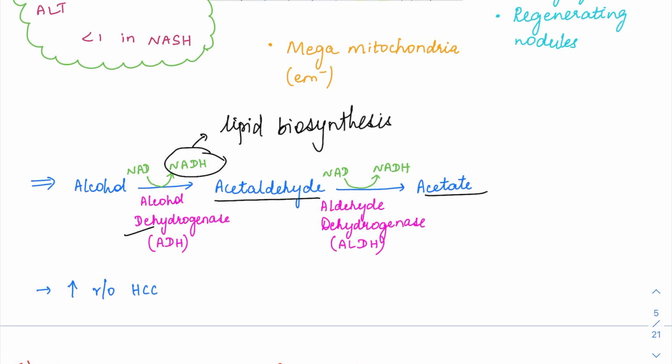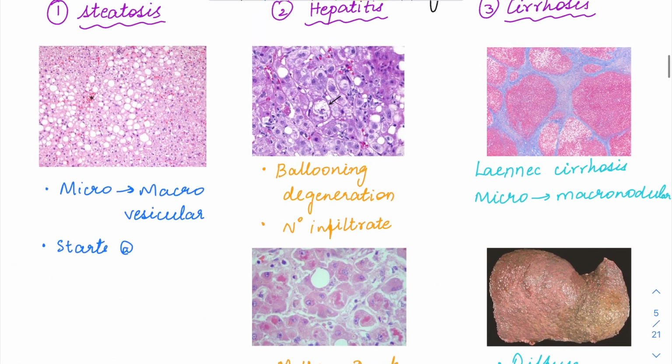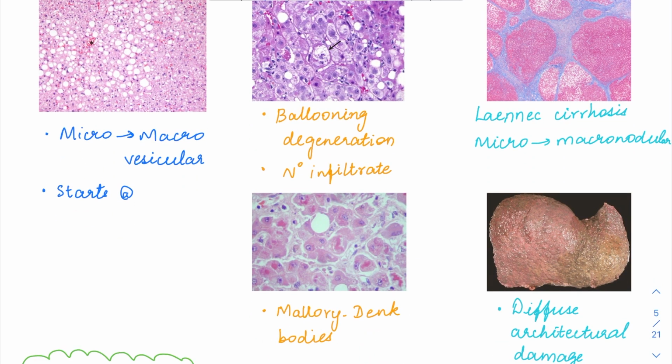So this lipid metabolism is going to be grossly altered. Even peripheral catabolism will be there, and lipid biosynthesis will also be there. The altered lipid biosynthesis will result in the first stage of alcoholic liver disease, called steatosis. Steatosis is nothing but accumulation of triglyceride in the hepatocytes. Initially these triglycerides will form small vacuoles.